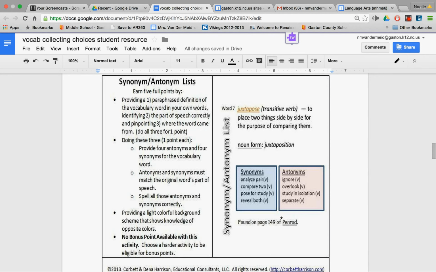It seems pretty easy. You just look up the words and write them down, but it really is a powerful way to help learn a word. If you learn other words that mean the same thing or words that mean the opposite of that, you can apply those in different situations, and it will help you be able to use the word in the real world.